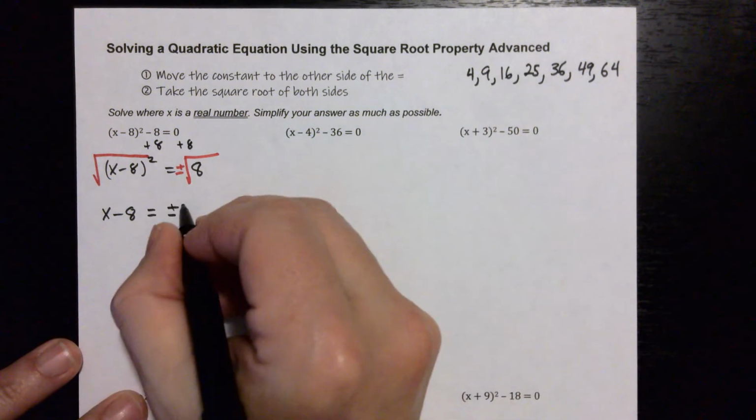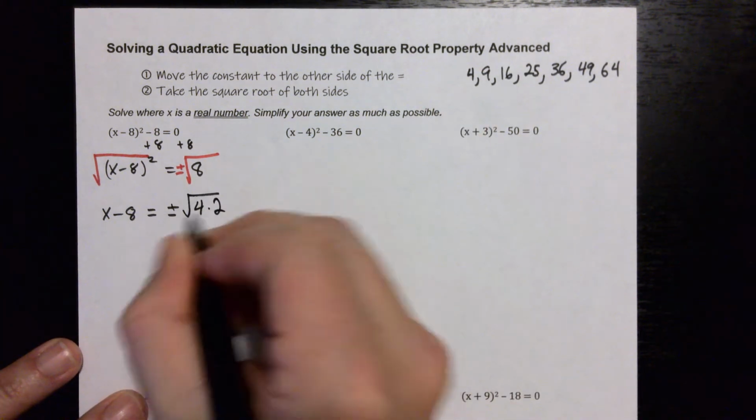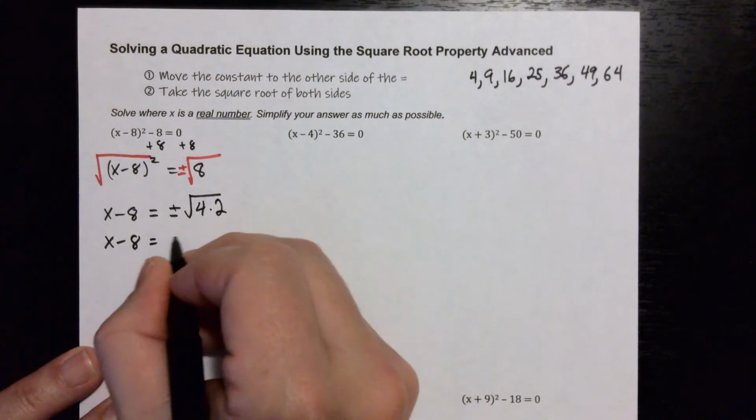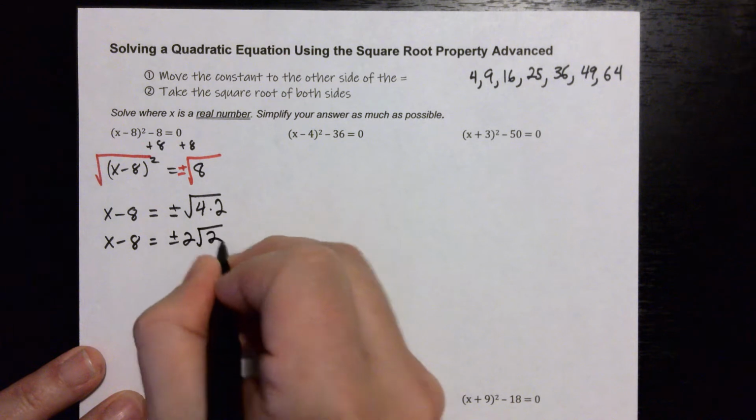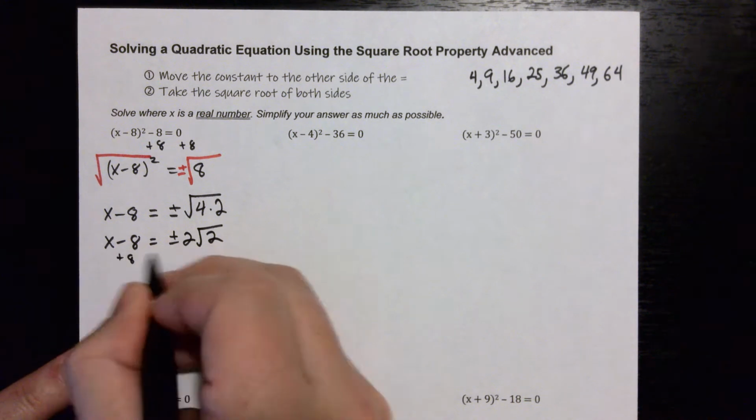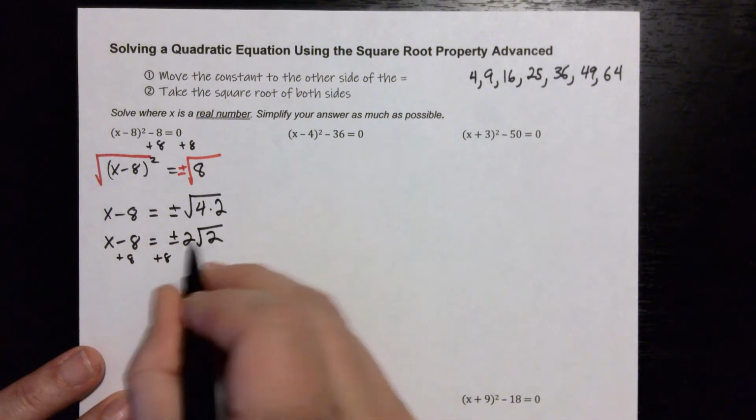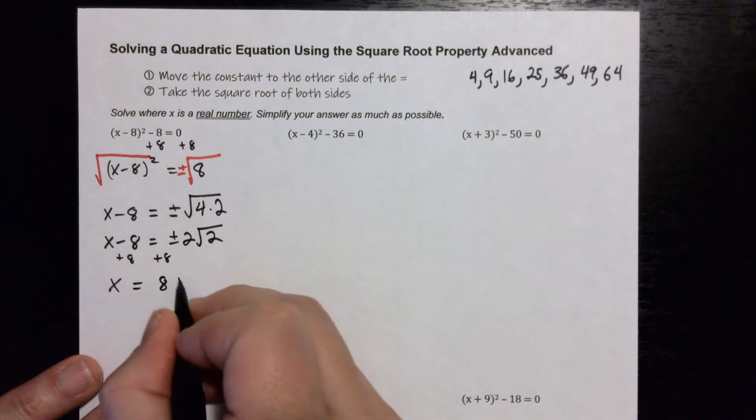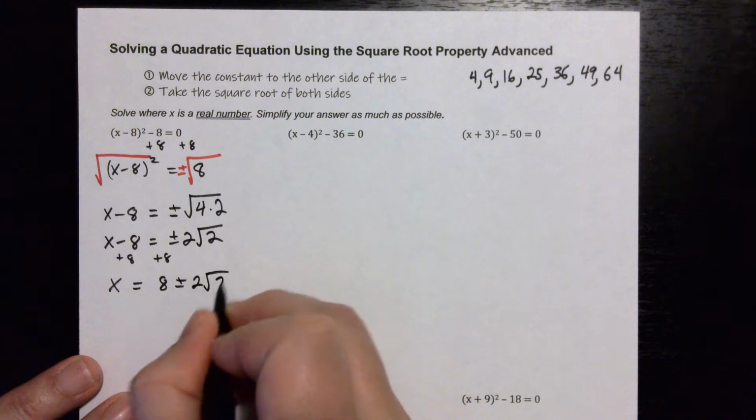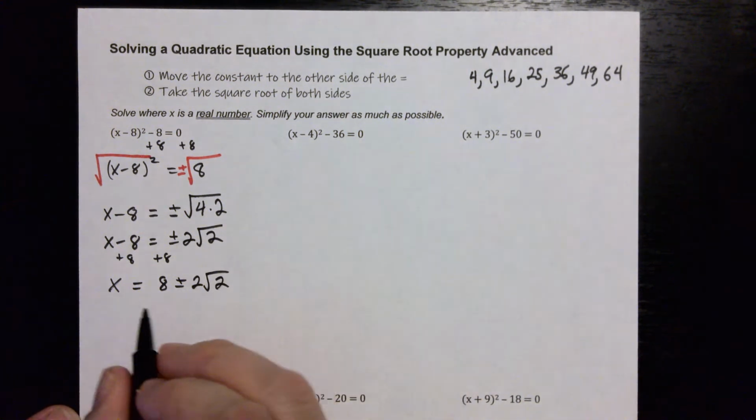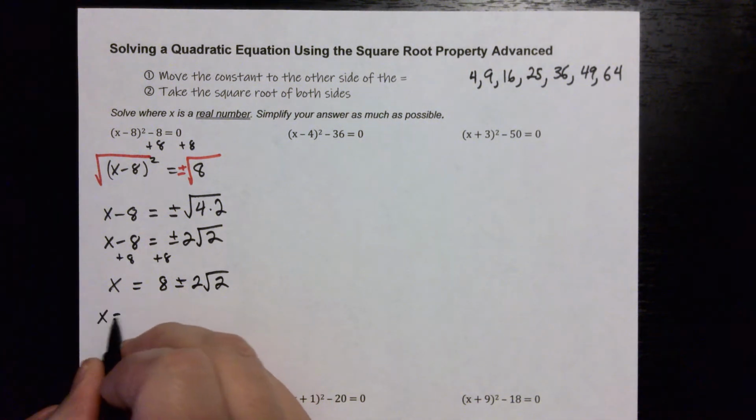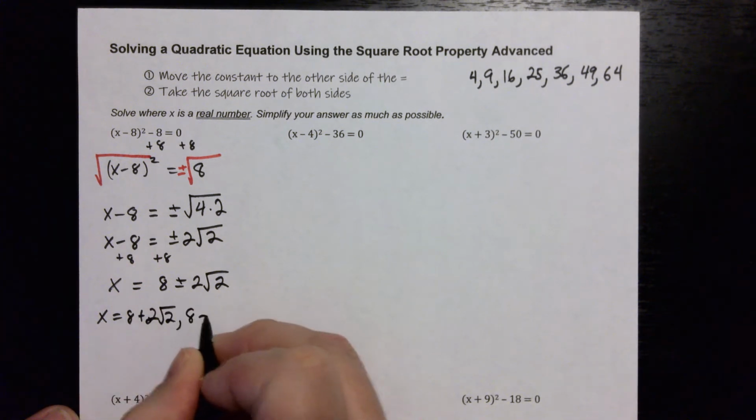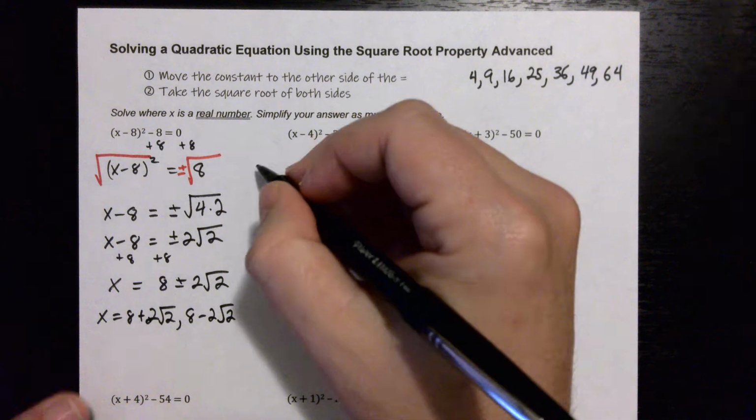Okay, so we can rewrite this as the square root of 4 times 2. We can go ahead and take that square root and move it out. So it'll be x minus 8 is equal to plus or minus 2 root 2. Then I can add the 8 to both sides. And I can't combine it with either one of these. It's just going to be by itself. So x is equal to 8 plus or minus 2 square roots of 2. So if you wanted to write it both ways, it would be x is equal to 8 plus 2 square roots of 2 and 8 minus 2 square roots of 2.